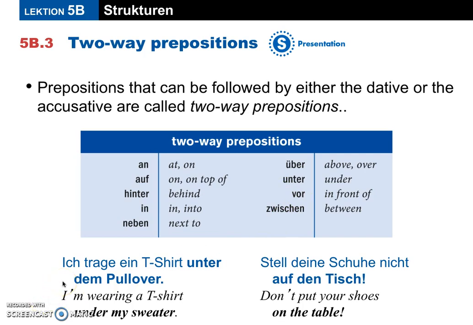So the examples, once again, make it clear. Ich trage ein T-Shirt unter dem Pullover. Under my pullover, I'm wearing a T-shirt. And: stell deine Schuhe nicht auf den Tisch. Don't put your shoes on the table. Imagine here that somebody is literally holding shoes in her or his hand and moving them onto the table. Whereas in the first one, they already wear the shirt and the shirt is under the pullover.